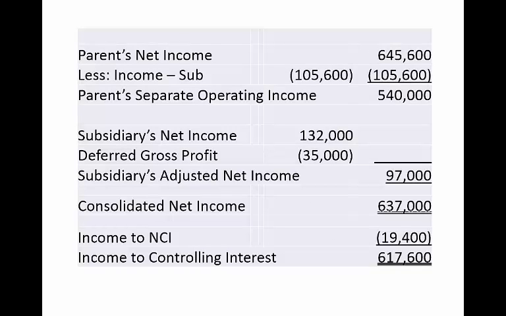In our consolidated net income, we will add or subtract any deferred gross profit. In this case, we'll subtract it out, and we'll put that under the subsidiary's information.